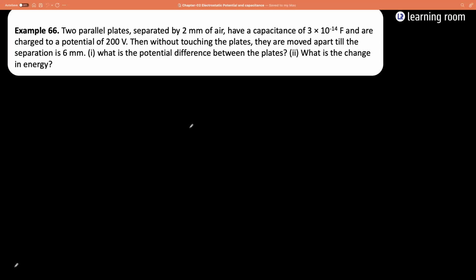Two parallel plates separated by 2 millimeter of air have a capacitance of 3 into 10 power minus 14 farad and are charged to a potential of 200 volt. Then, without touching the plates, they are moved apart till the separation is 6 millimeter. What is the potential difference between the plates? What is the change in energy? So let's take the initial data.